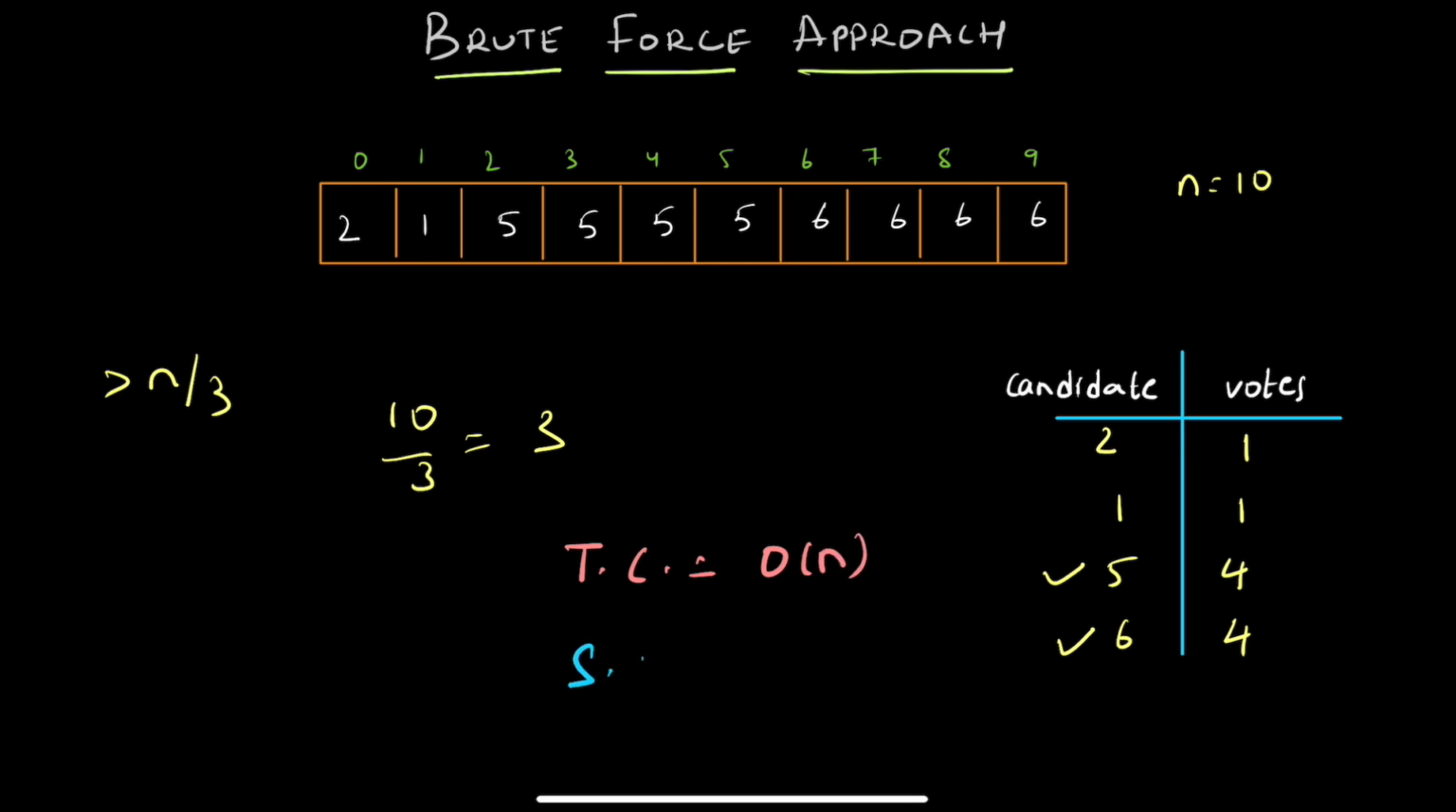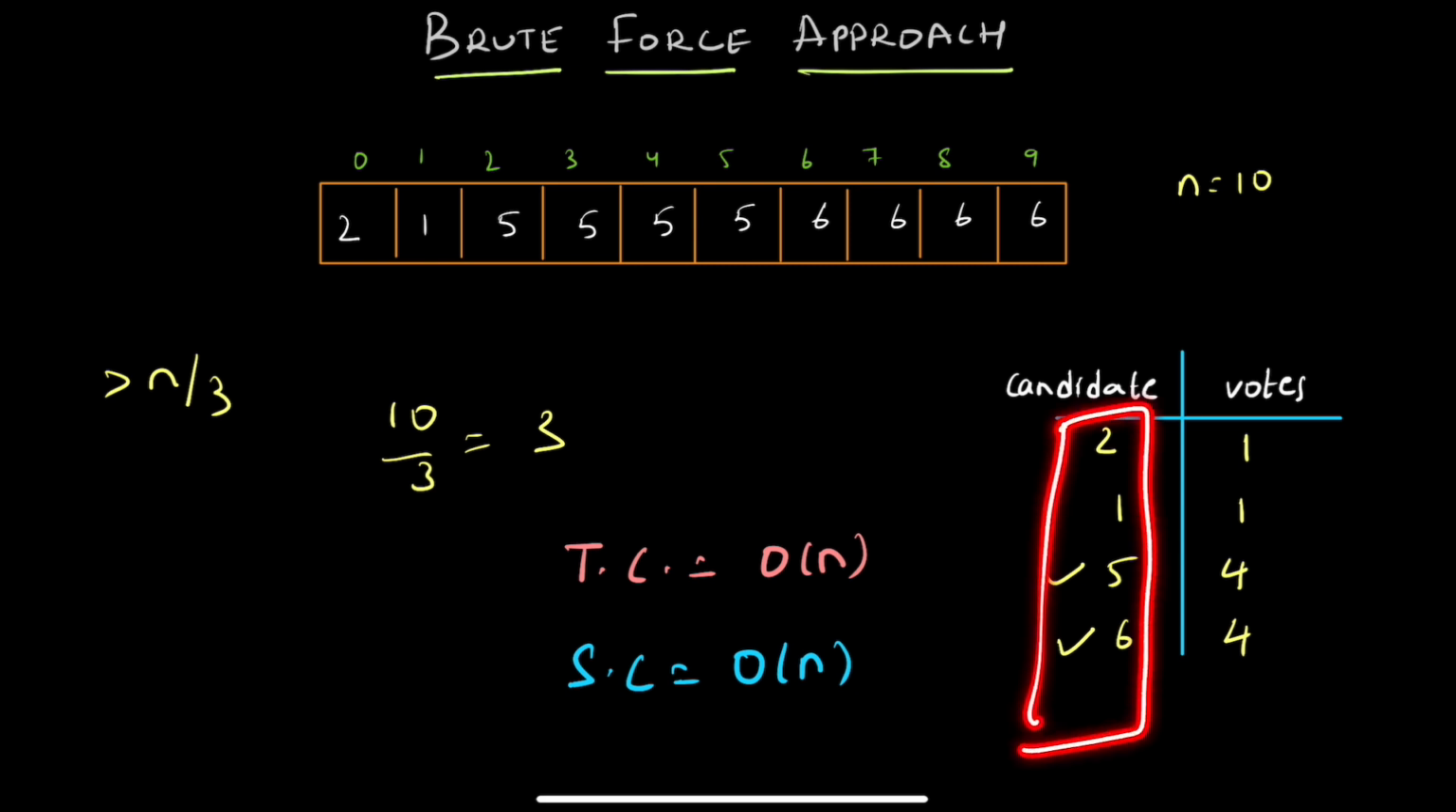And what will be the space complexity? Since we have used the hash map to store the entries of each candidate with their votes, the overall space complexity becomes O of n. Because in the worst case scenario, if each candidate is an individual digit, we'll be storing each individual candidate and the map size will be equal to the size of the array.